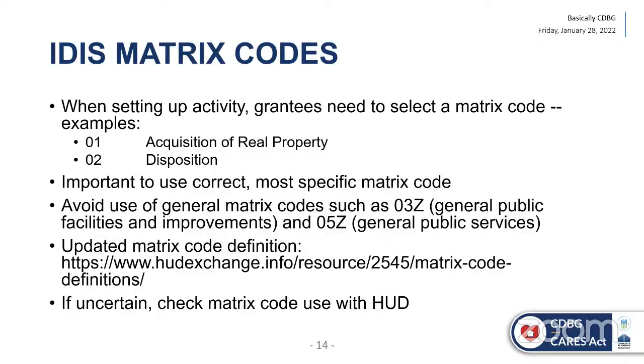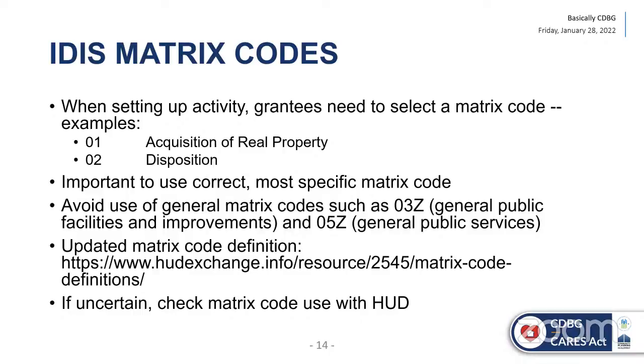So IDIS matrix codes are very important because they really describe what you're doing. And as we said before, depending on the matrix code is going to be what information you're going to be reporting on. So you need to select the proper matrix code, and you also want to select the most specific matrix code. So if you end up doing an activity and you find out that you had the wrong matrix code, guess what? That can be fixed.